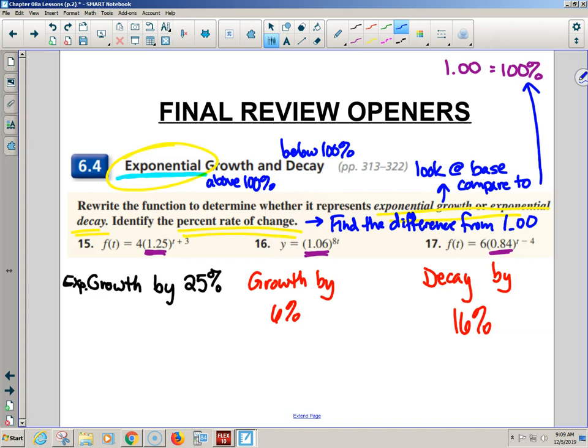Are these supposed to be super hard? No, but you have to remember how to do them. Yes. Does that make sense? Cool. All right, final review. Whew, that was an easy one.